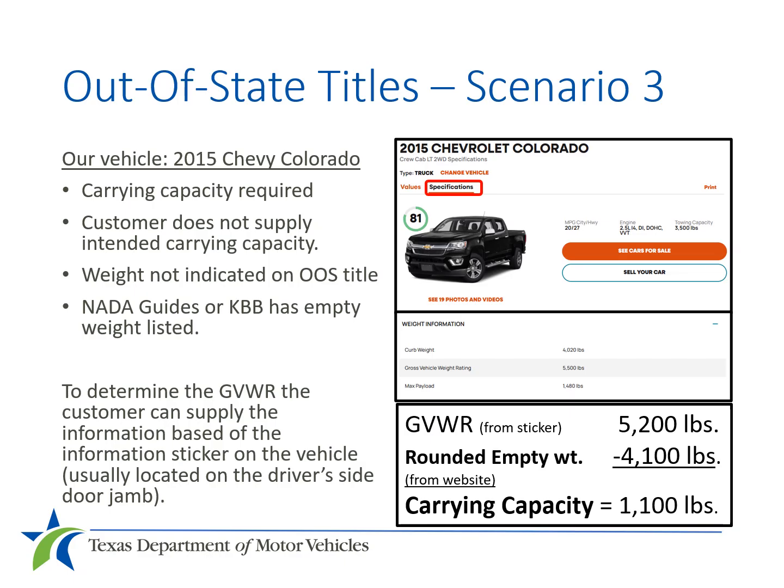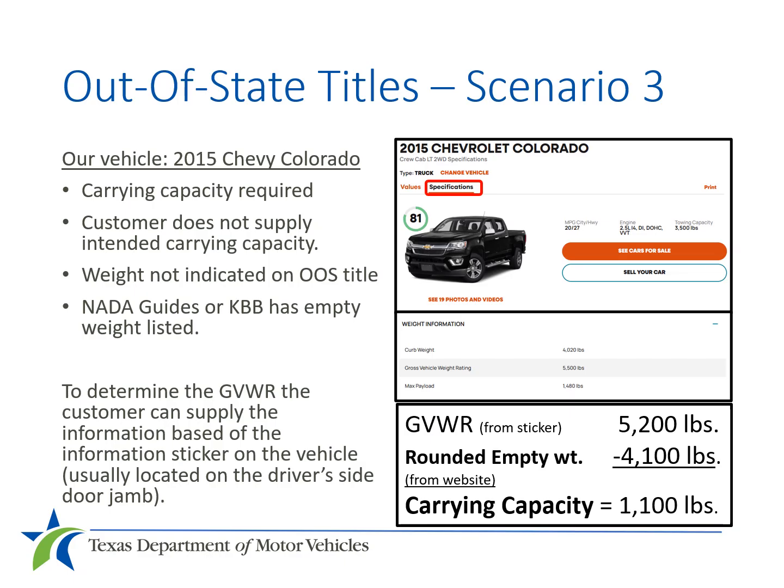It's important to note that the gross vehicle weight rating cannot be used based off of the website. The customer would need to supply that gross vehicle weight rating based off of the information sticker usually located on the driver's side door jamb. If the customer can supply the gross vehicle weight rating, we would use that to determine our carrying capacity. If they cannot, we would use table 10-1 from the guideline to determine the carrying capacity using the empty weight we just determined.